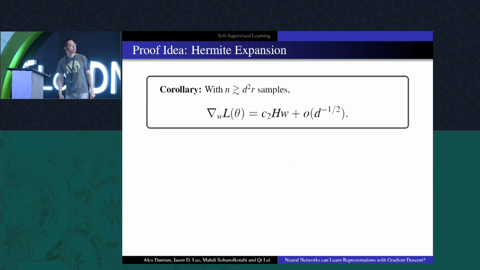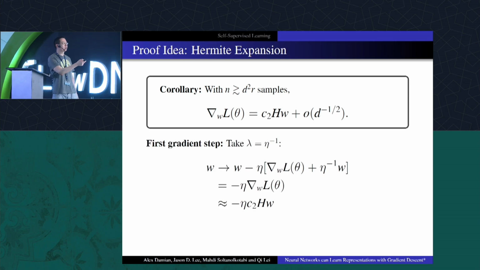Okay, so roughly speaking, if I have d squared samples times some poly r factors, my gradient looks like the second order tensor times the W plus some perturbations. Okay. And then that's exactly what this first step is doing. You get HW, one step of power method with respect to a matrix that has the correct span.